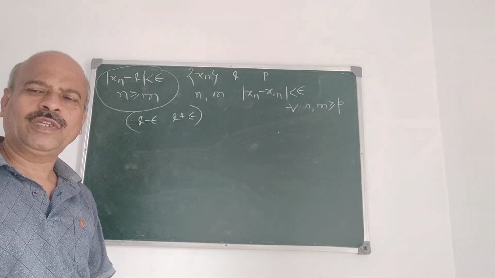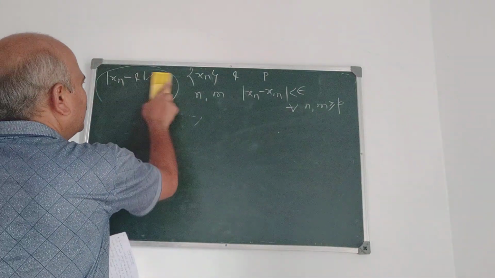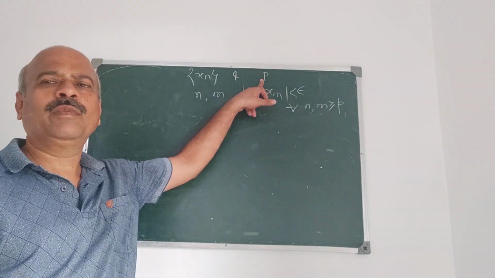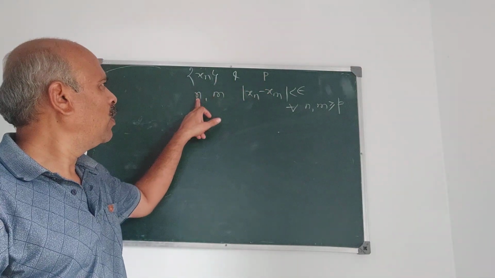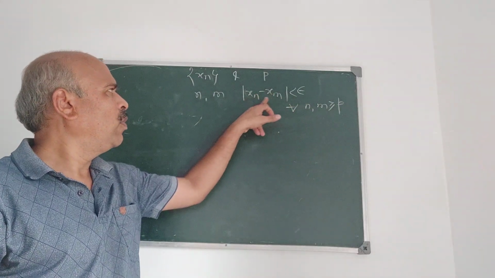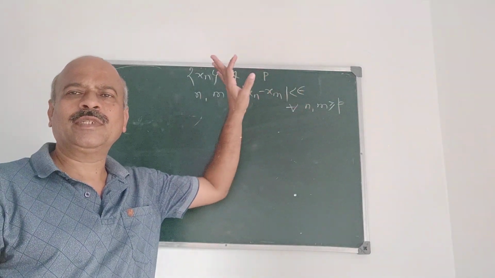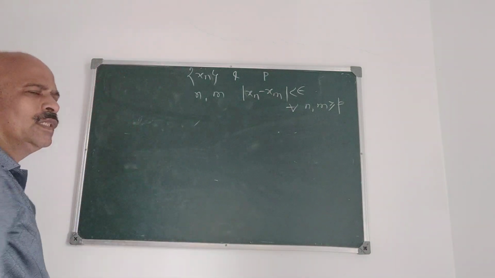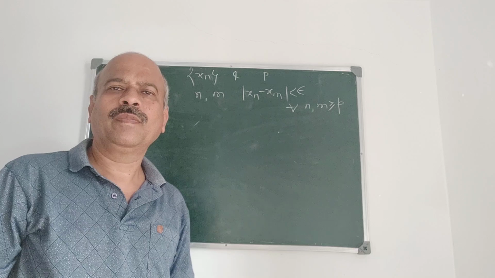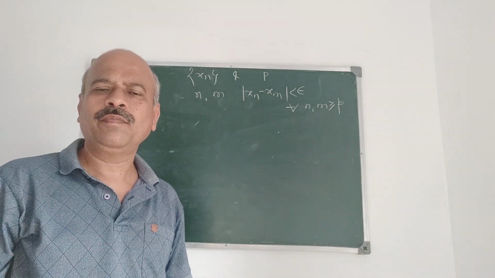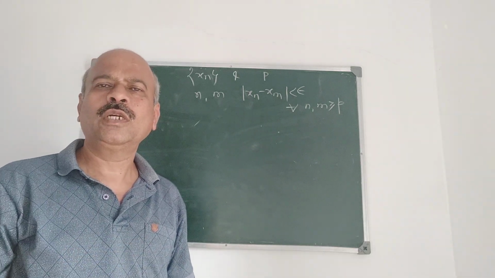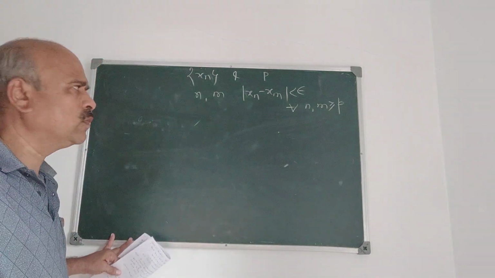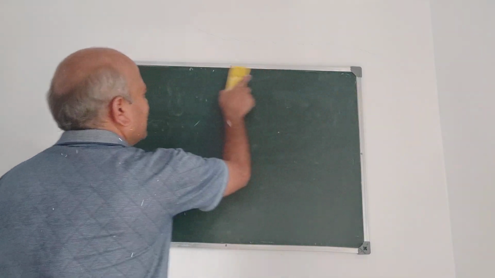And if a sequence xn converges to L, then we have this: there exists a natural number p so that for all n, m greater than or equal to p, mod xn minus xm is less than epsilon. Now come to the theorem. What is that? Every convergent sequence is bounded. See, I have already explained all these things. You go through those videos and also notes. Every convergent sequence is bounded. I have proved this one. But the converse is not true.